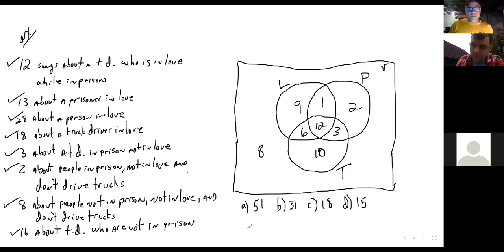People not in prison. Last one. That would be any region outside of P, and there's 4 of those. So the 8 plus 9 is 17, plus 6 is 23, plus 10 is 33. Any questions on that?